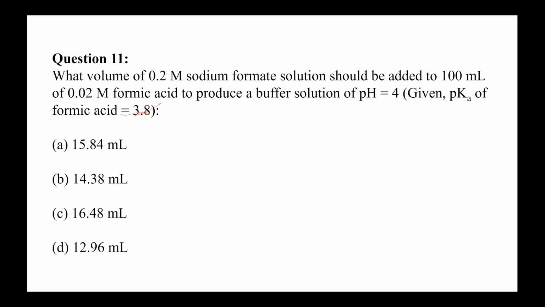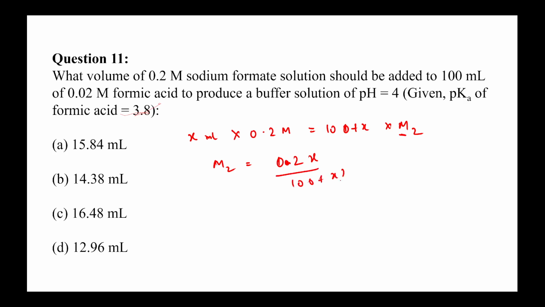So the final concentration, we have to use M1 V1 equals M2 V2. We have X ml of 0.2 molar. Final volume is 100 plus X ml, and the final concentration M2 would be 0.2X by 100 plus X. So this will be the concentration of sodium formate.